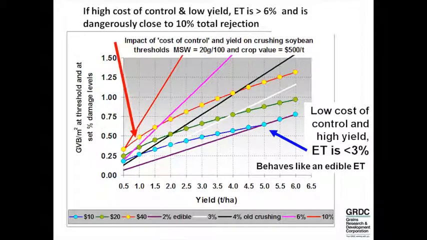Because if you've got a high cost of control and a low yield, the threshold is dangerously close to that 10% level. So even the model, even though the economic rationalists say, yeah, you can tolerate up to there, in absolute terms, your bug population is getting perilously close to there. You don't want to be there, do you? So in the threshold models, we can write into the equations, just cap it at a maximum of 6% damage.